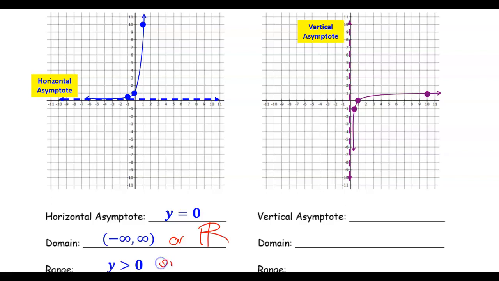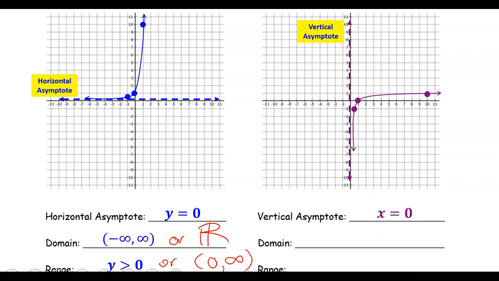Or the way I like to write it is, we go from 0 to infinity, but you have to use parentheses because it does not touch 0. So don't put a bracket, parentheses, 0 to infinity. Then it goes up. Remember, range is vertical. Okay. The vertical asymptote, we already said it, but over here on the right side, it doesn't touch this vertical line at zero, it is x equals zero.